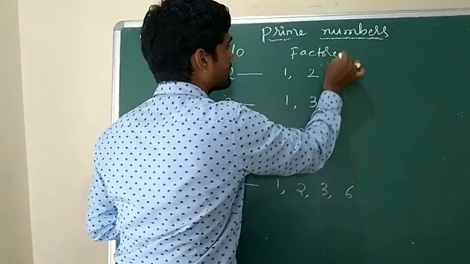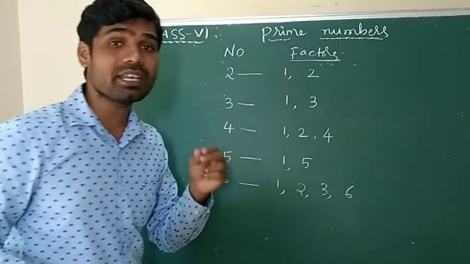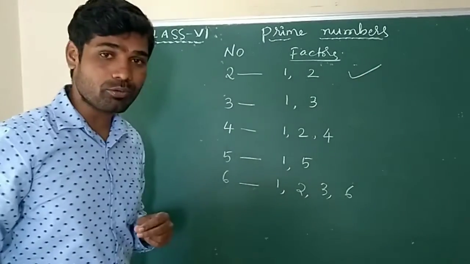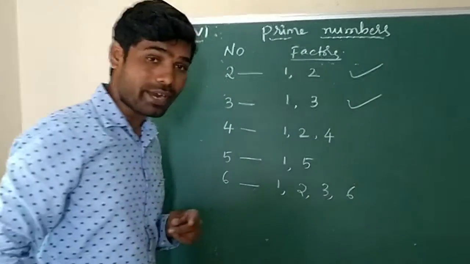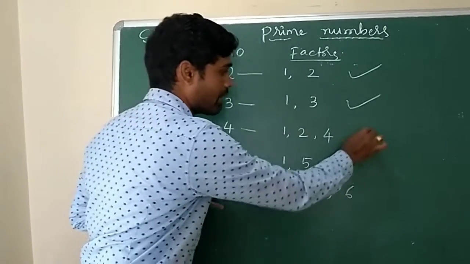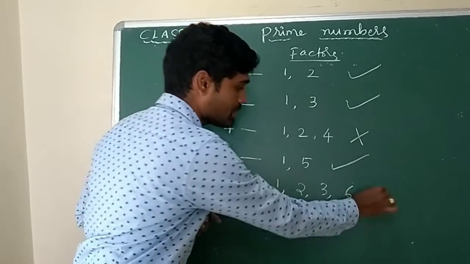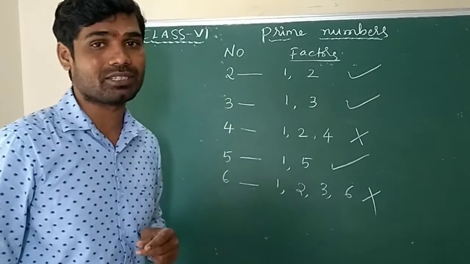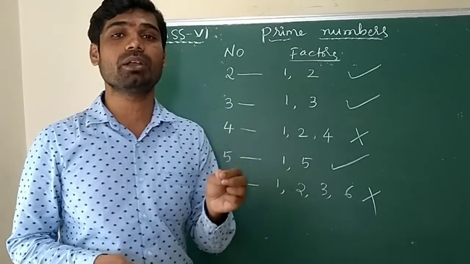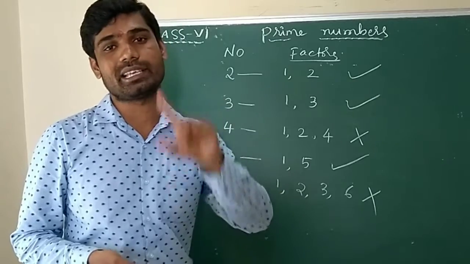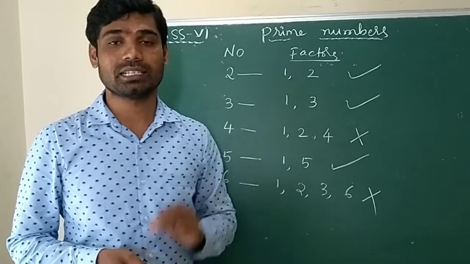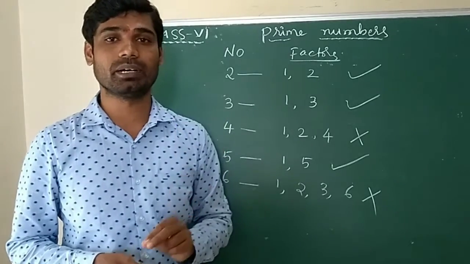In these factors, please observe where we can see two factors. Yes, 2 has only two factors. 3 is having only two factors. And 5 is having only two factors. These are having more than two factors. This is also having more than two factors. So what is a prime number? A number which is divisible by 1 and itself. Simply we can say, which has two factors, that is called a prime number.